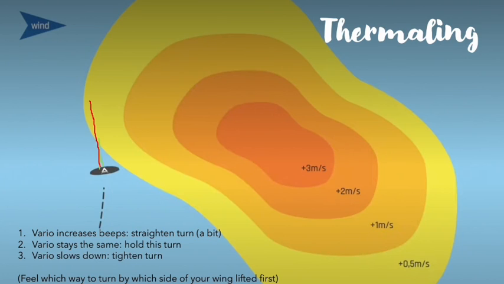There are basically only two rules that you need to follow. If the Vario starts beeping faster, so if you're going in the right direction, you make your turn a little bit straighter. And if it keeps on increasing, you make it a little bit straighter. And if the Vario starts slowing down, you make your turn tighter. And if it keeps on slowing down, you make it tighter, until a point where it stays the same, then you keep that bank angle until it either goes faster or slower, and then you either straighten out or tighten up your turn again.